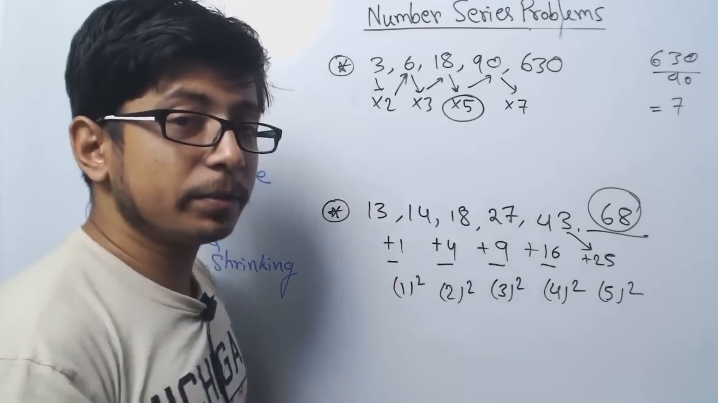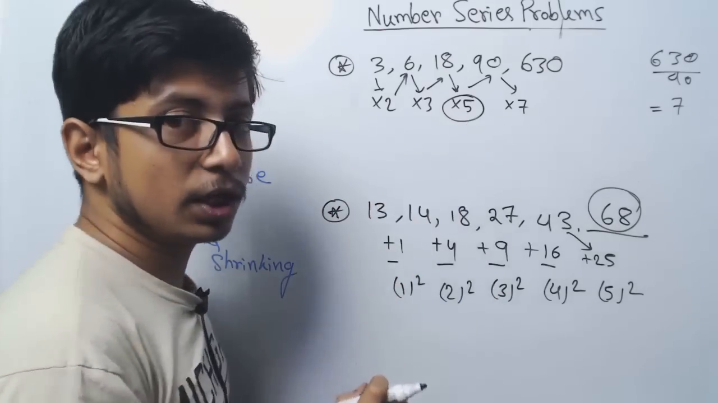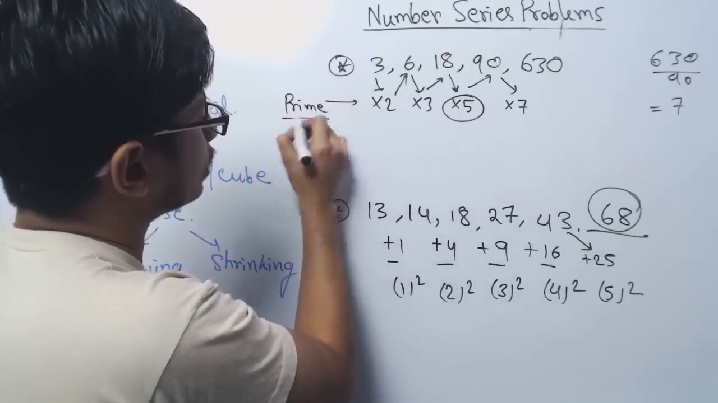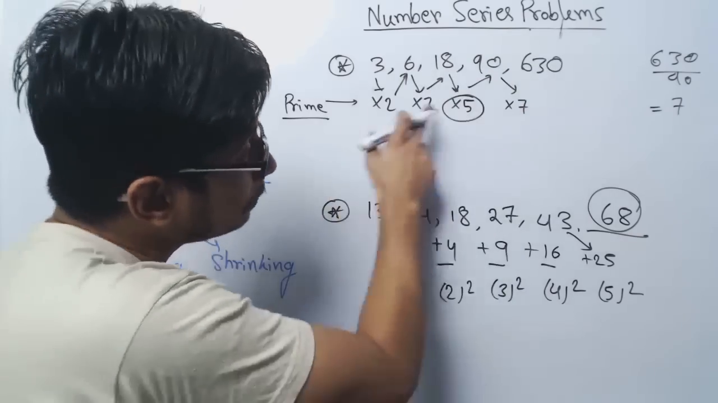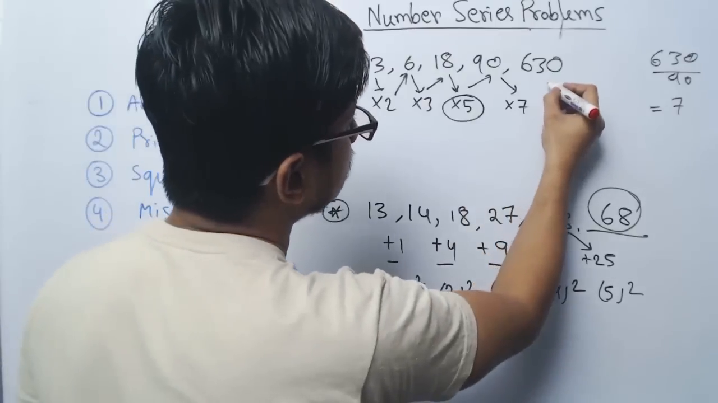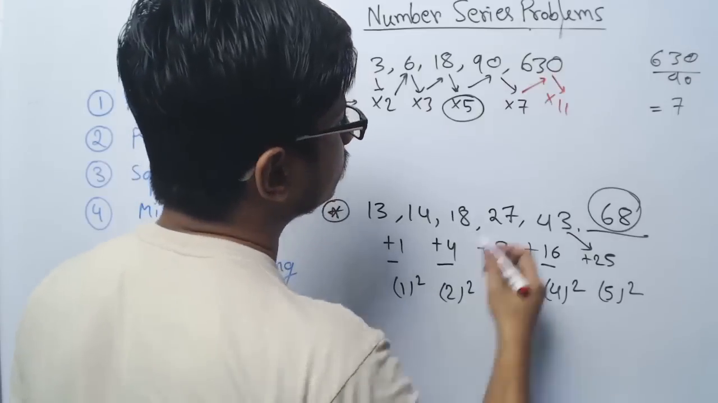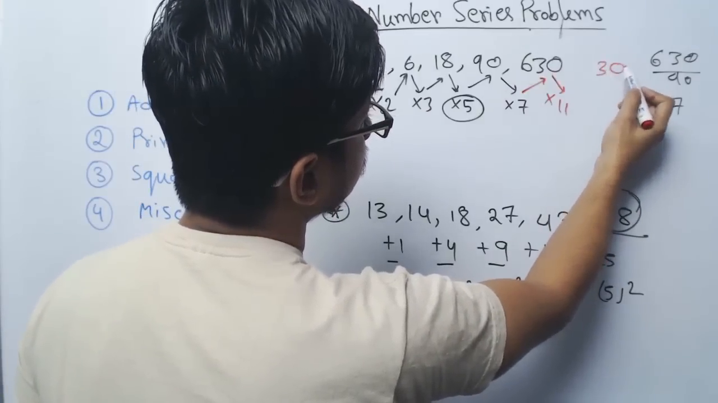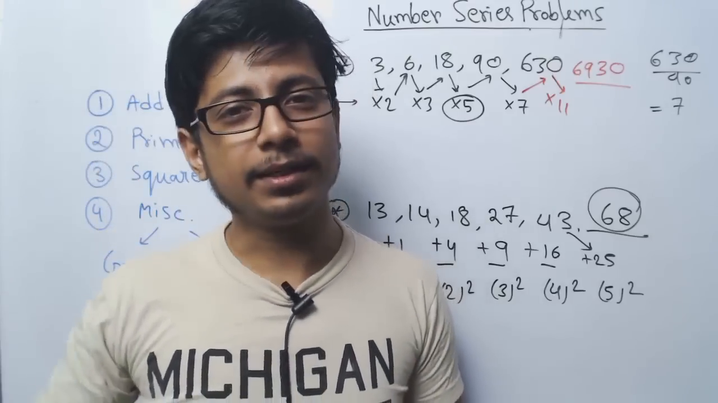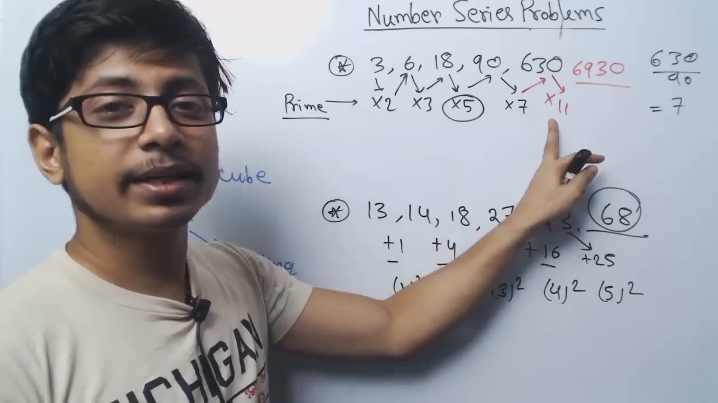So we are doing multiplication, but not by adding. No, we are not increasing like 2, 3, 4, 5, 6, not like that. 2, 3, 5, 7. What is the series? 2, 3, 5, 7. This is the prime number series. So we are doing multiplication but with prime numbers. Now, we crack the code. So the prime number after 7 is 11. So, multiply 630 with 11. Then, 6930. That is going to be the answer. 6930. Because that's how we actually crack the code.